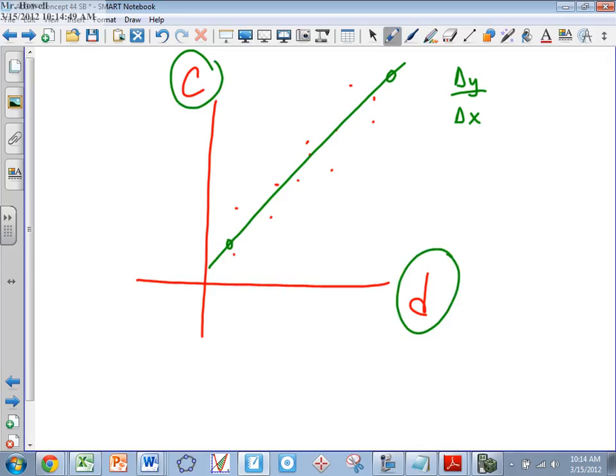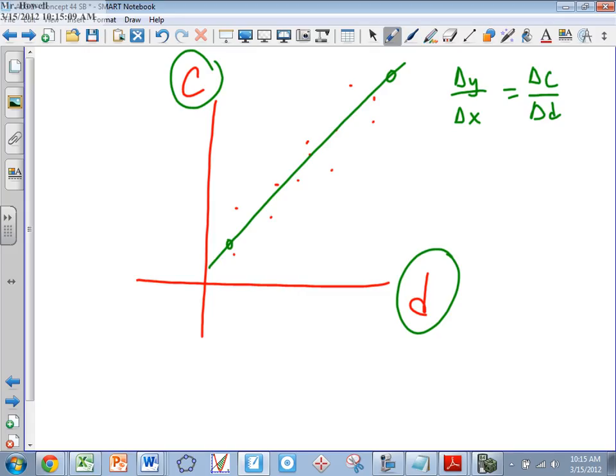So this delta y is really talking about a change in circumference. You know how this is really the y-axis? It's really like saying delta c. And this is really like saying, instead of delta x, delta d. Okay? And that's the same thing, really. So whatever your labels are, that's really what your slope is.